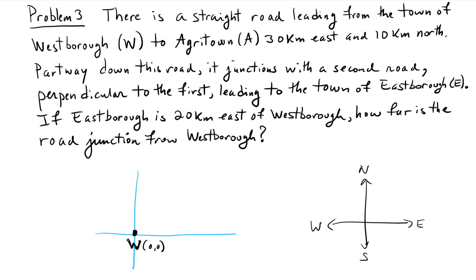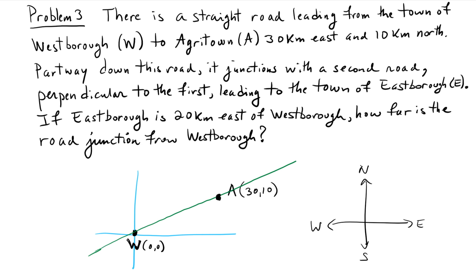Let's identify where a grid town is. It's 30 kilometers east, so along the x-axis, and 10 kilometers north, so along the y-axis. So it's going to be somewhere here. That's a grid town, which is at 30, 10. There's a road connecting them, a straight road. Okay, that's the road.